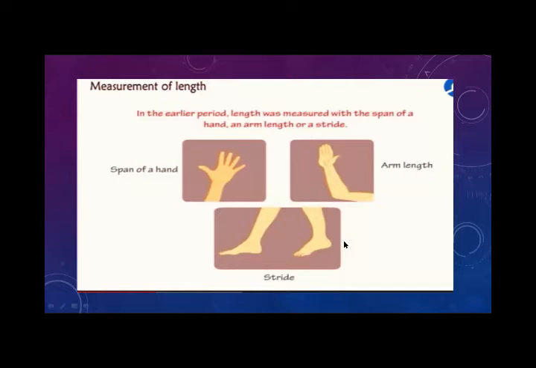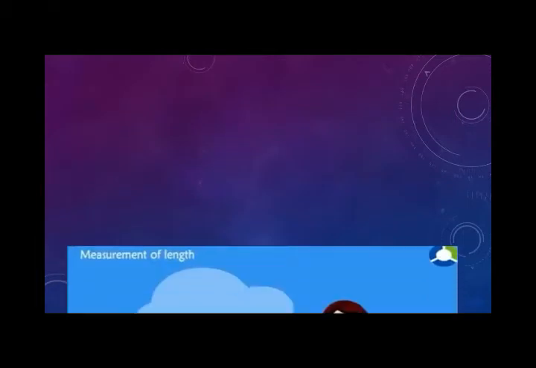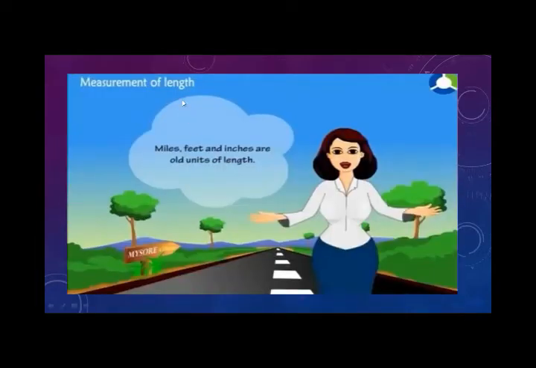Okay, because they don't have unique instruments or unique things to measure length. That's why they use span of hand, arm length or stride to measure length on that times. Okay, here measurement of length. Miles, feet and inches are old units of length. Okay, we are talking about earlier period. In earlier period, length is measured in miles, feet and inches. Okay, these three are old units of length.